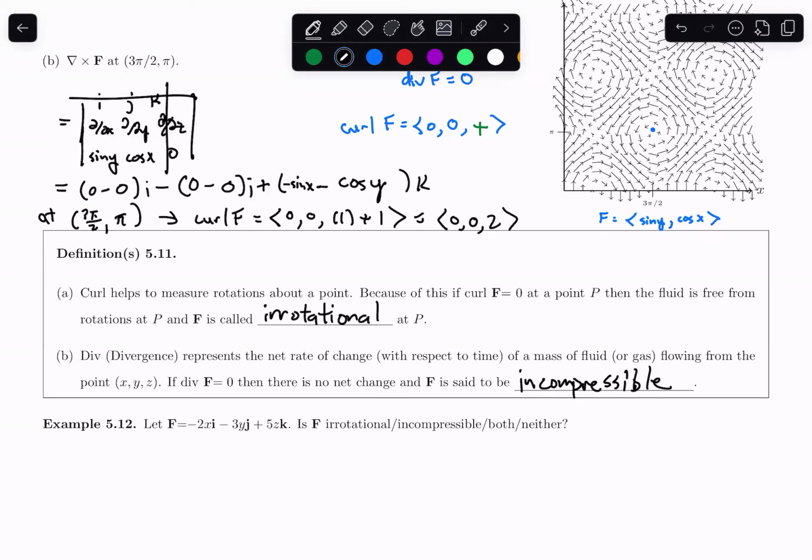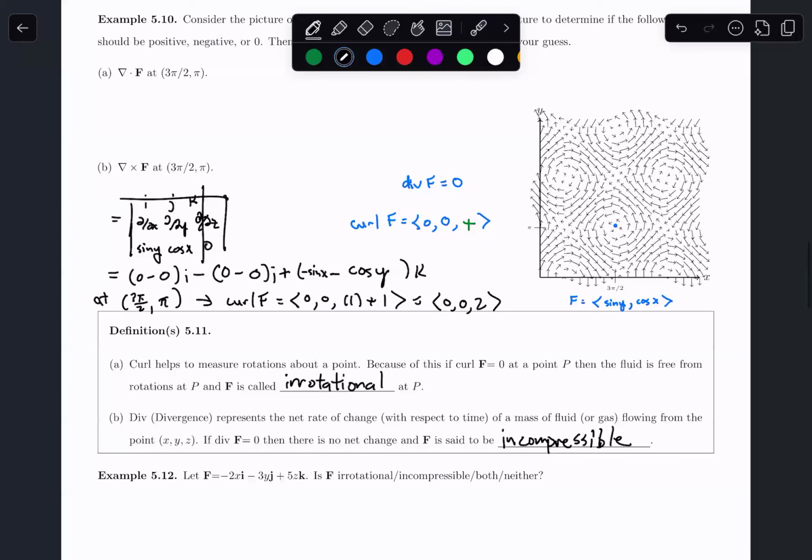So anyway, that's some definitions. But any questions really about anything so far here?